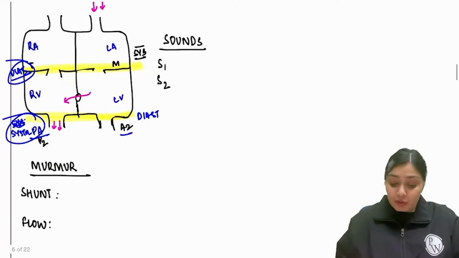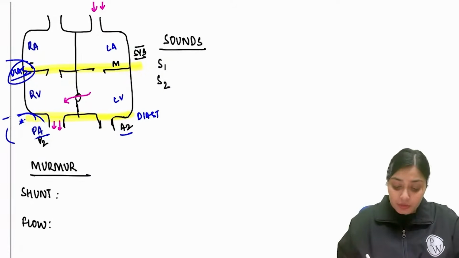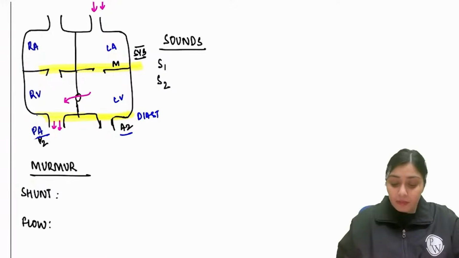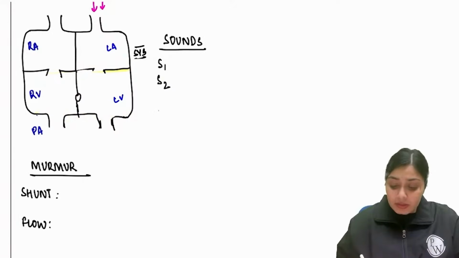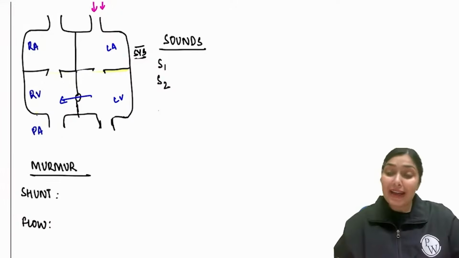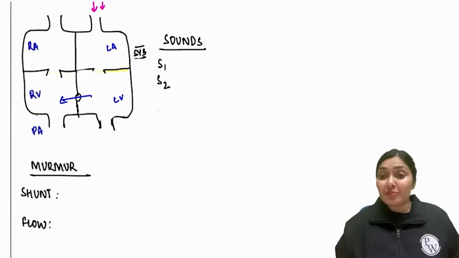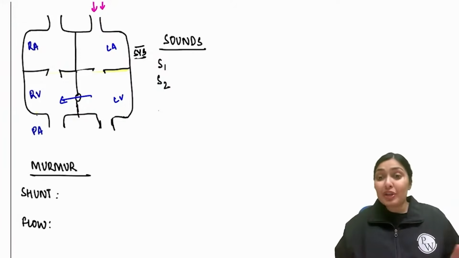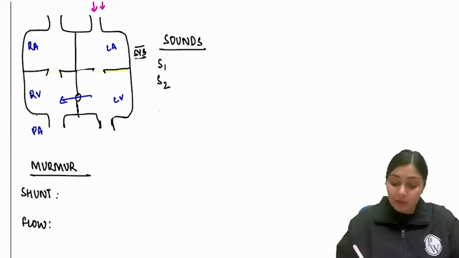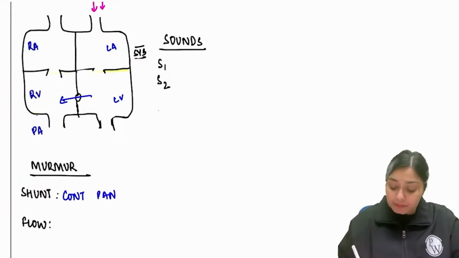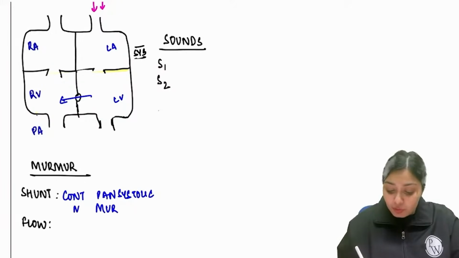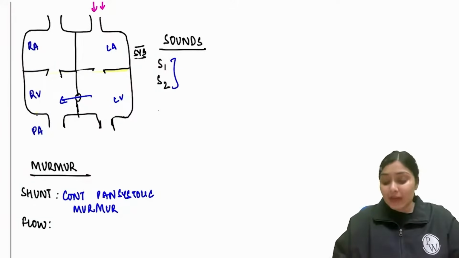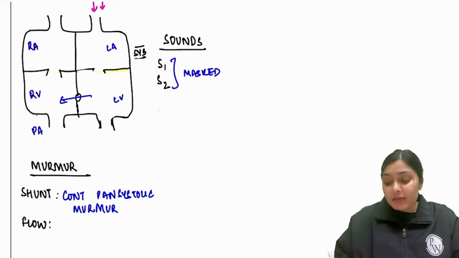Understand? So let's look at the murmurs over here. First, the shunt murmur. What is the shunt appreciated over here? The shunt over here is in between the left ventricle and right ventricle. Is the pressure difference between these two chambers high? Yes. So I will appreciate a continuous pansystolic murmur. And this murmur is so loud that both my S1 and S2 are masked by the murmur.